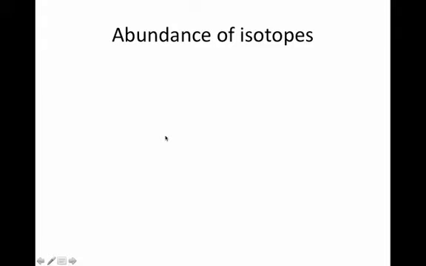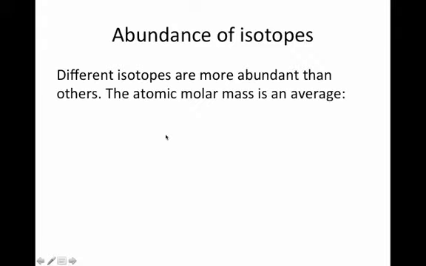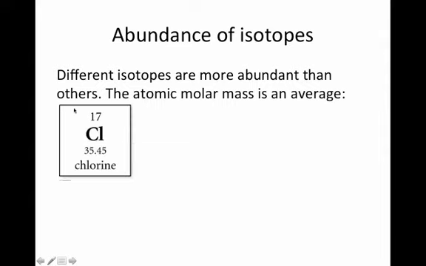One more thing about isotopes before we're done for today. Different isotopes are more abundant than others, and the atomic molar mass that's given on the periodic table is an average. For example, in a square on the periodic table, here we have chlorine. The 17 up above, again, is the atomic number, the number of protons. But down here we have a number that's not necessarily as even. There might be some decimals depending on which periodic table you're looking at. You may have more or fewer decimals. But this is an average mass.